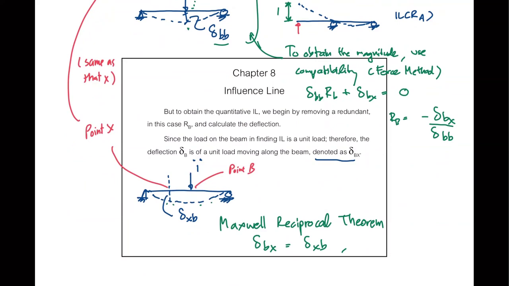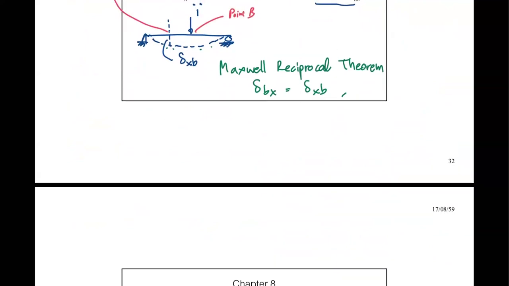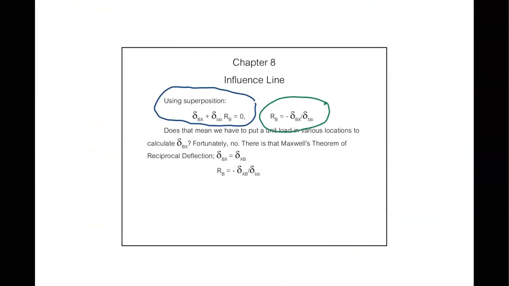So when we know this, we still have to do a lot of calculations, but instead of placing the load every time, you can just calculate the displacement at any X location and replace delta BX by delta XB instead to help reduce your workload. Okay.